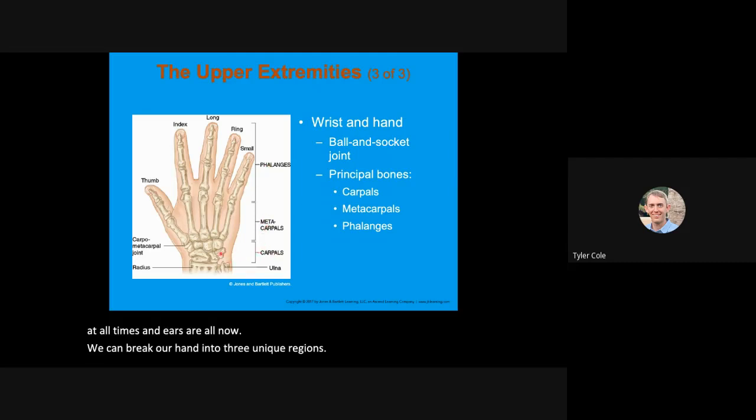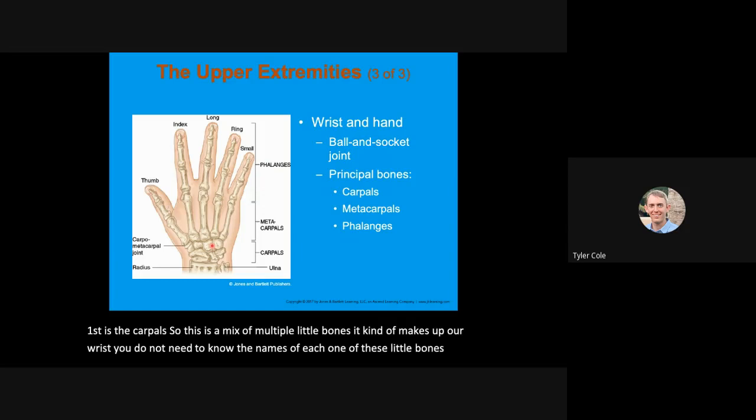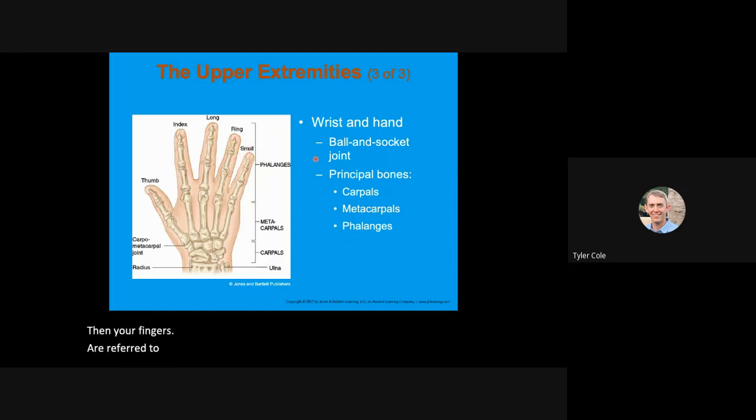Now, we can break our hand into three unique regions. First is the carpals. So this is a mix of multiple little bones that kind of makes up our wrist. You do not need to know the names of each one of these little bones. They all have unique names, but that is not necessary. Then we have our metacarpals, which help make up the palm of our hand. So the bones between your wrist and your fingers would be your metacarpals. Then your fingers are referred to as phalanges.